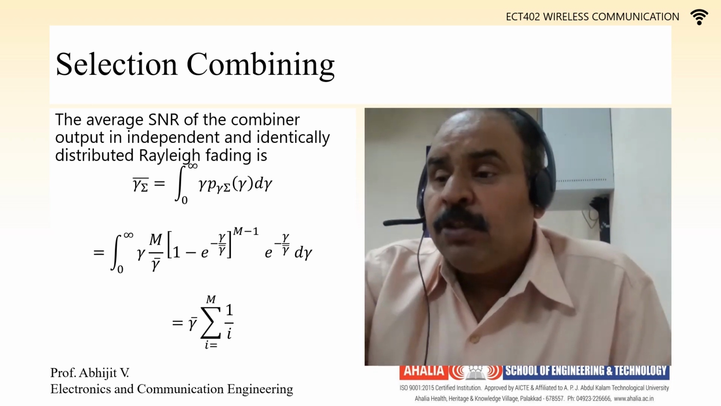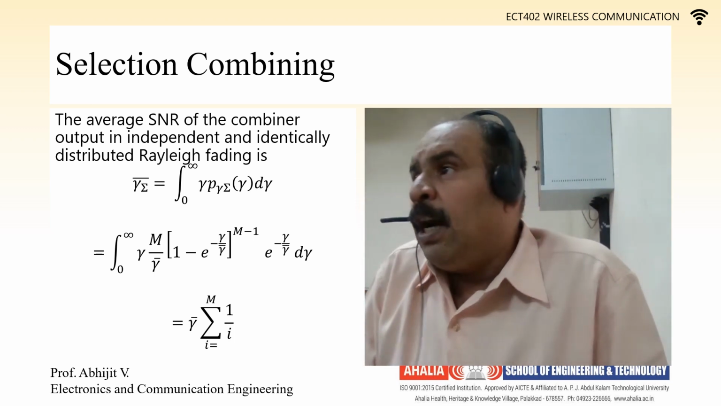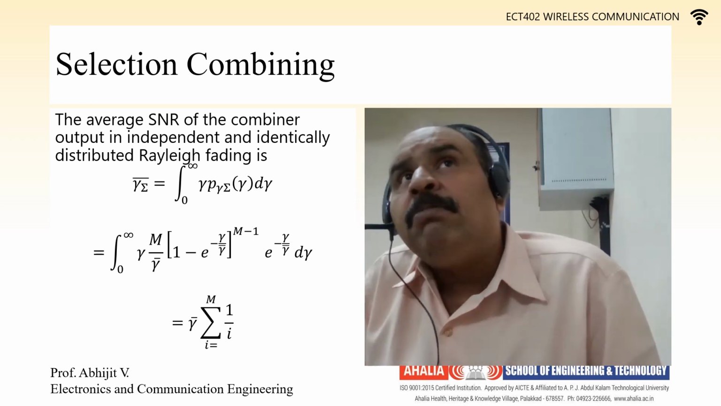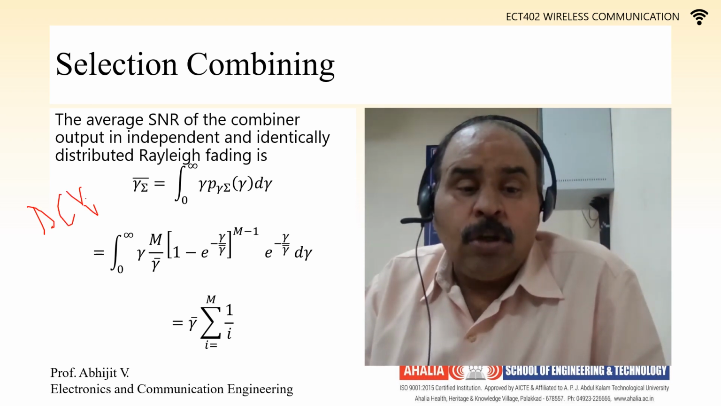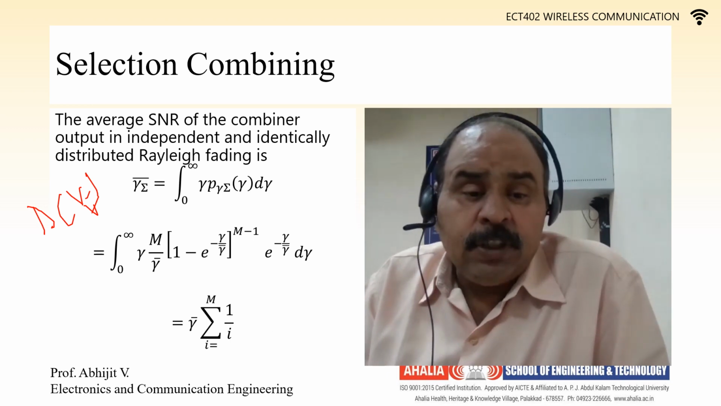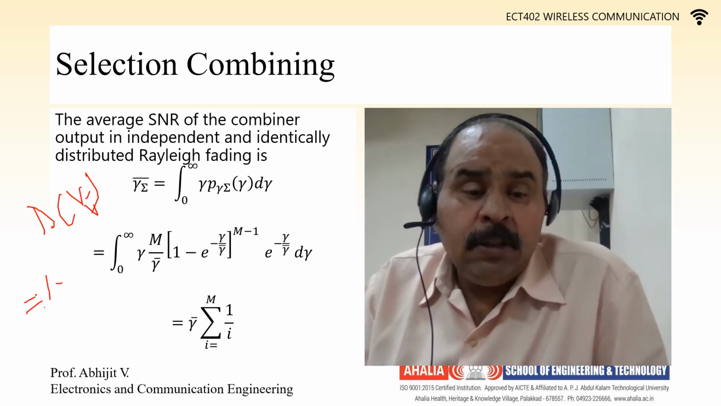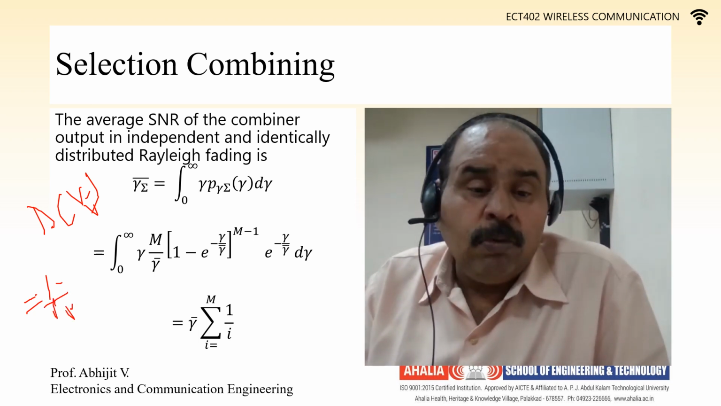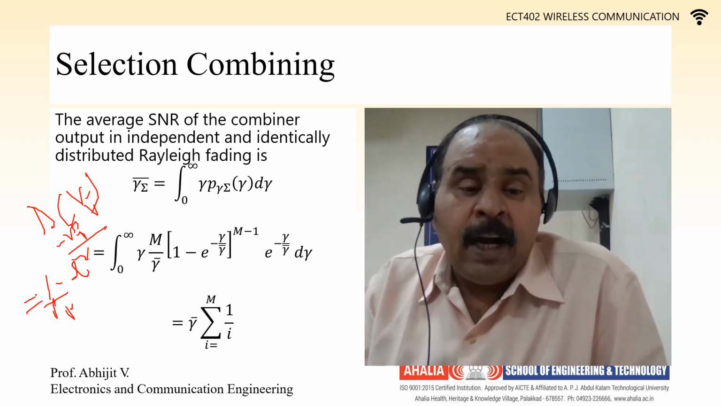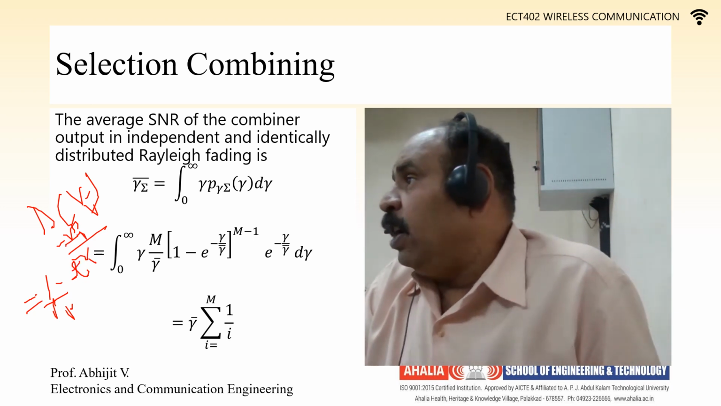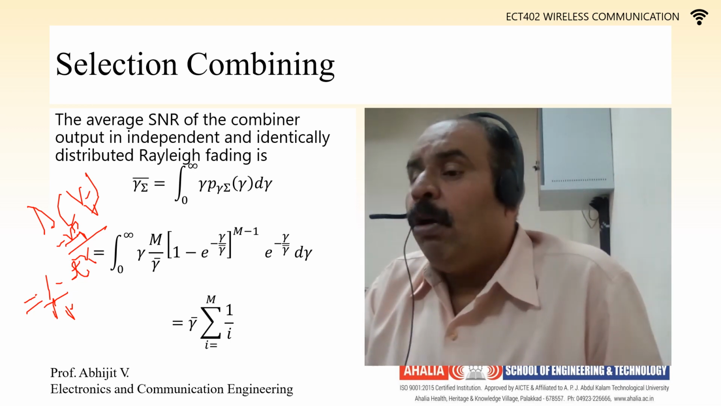So let me summarize what we have done. First one, we have found out P of gamma i, the probability of the signal to noise ratio at the ith branch, which is equal to 1 minus e raised to minus gamma i by gamma i tilde. That means that it has the average value of all the signal to noise ratios.